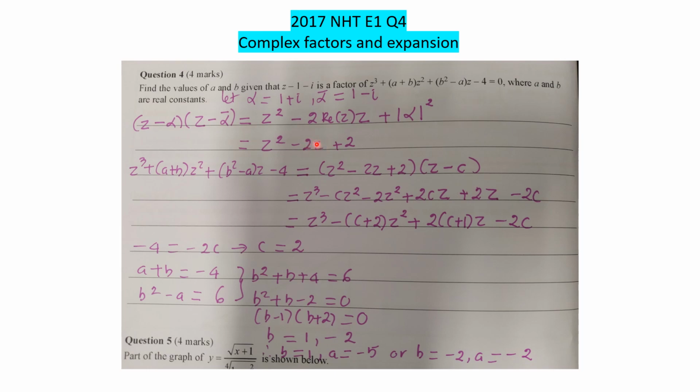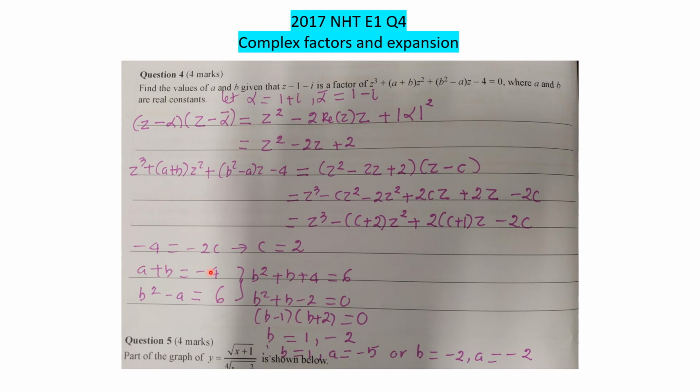So next, you want to multiply this quadratic factor by the last factor. Because this one is cubic, the last solution must be real. So you do the expansion here, collect like terms, and now you can compare the terms. You start with this, so negative 4 is equal to negative 2c. From there you can work out your c value. Next we know that a plus b is equal to negative c plus 2, so a plus b is negative 4. Similarly, b squared minus a is equal to 2 times c plus 1, so b squared minus a is 6.